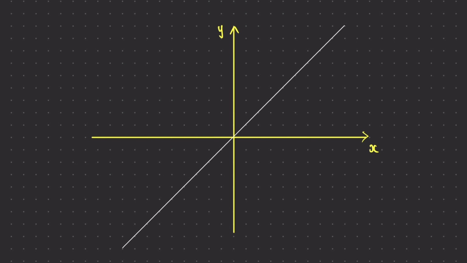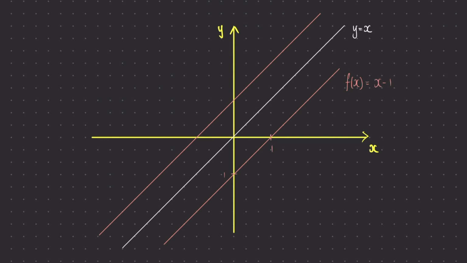On a graph, this looks like a reflection in the line y equals x. One way of thinking about this is that the x is the input, the y is the output. So a reflection in this line switches the inputs and the outputs. So let's say I start with the line f of x equals x minus 1. I'm going to reflect that line in the line y equals x. I'll end up with f to the minus 1 of x, or the inverse of f of x, which here will be x plus 1.